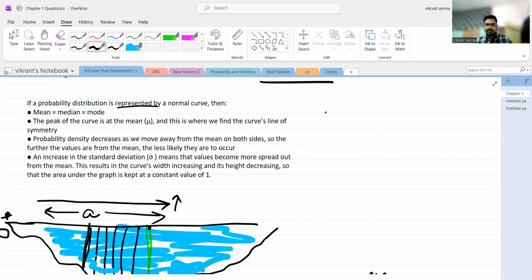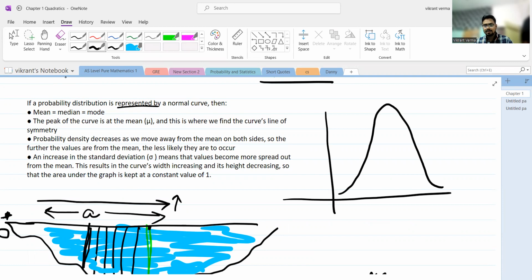Why? Because the graph is symmetric in nature. The mean is denoted by mu, so the mean, median, and mode will all be the same because the graph is symmetric. We will see this even further when we perform certain calculations, but right now, just take a little glimpse of the abstract nature of the normal curve.